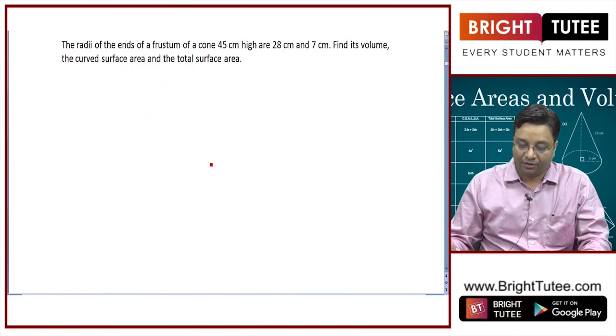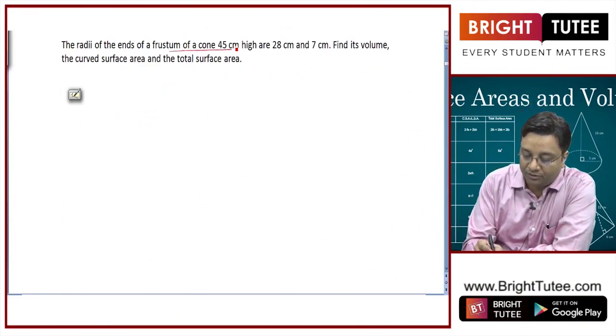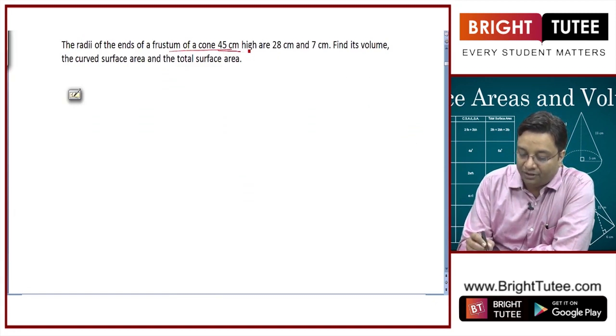So let us have a look at this first question here. The radii of the ends of a frustum of a cone 45 centimeter high are 28 centimeter and 7 centimeter. Find its volume.